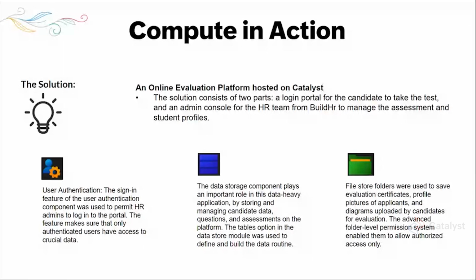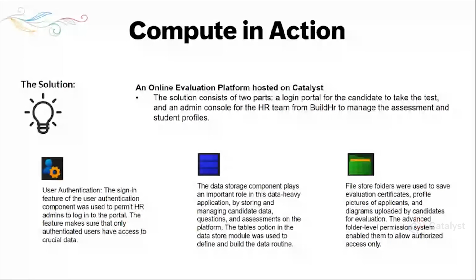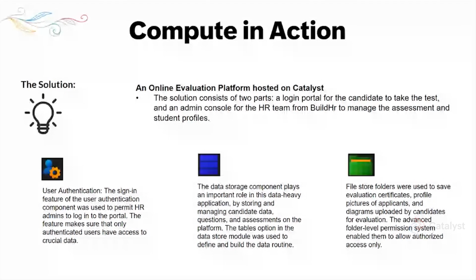The file store was used for evaluation certificates, anything around files. For this particular use case, it meant a lot of documents for the applicants, a lot of evaluation certificates, and other files that were required for the hiring or evaluation purpose that the organization wanted, which were stored in Catalyst file store.